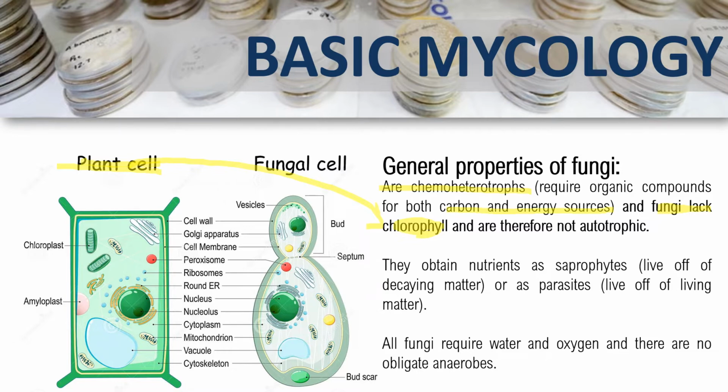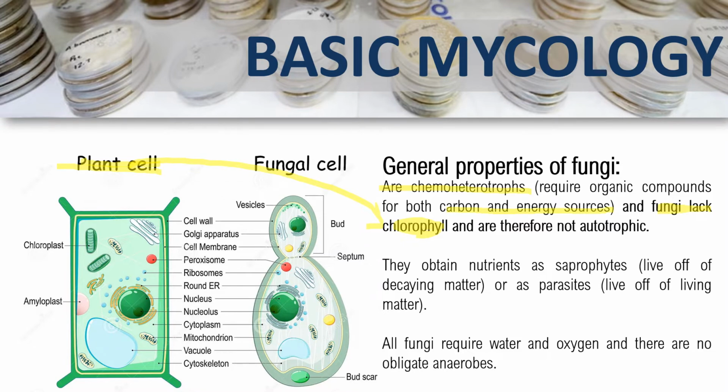Additionally, class, they obtain nutrients as saprophytes, meaning they live off of decaying matter, and or as parasites, living off of living matter. Pag sinabi mo saprophytes, because fungi are saprophytic, ibig sabihin they are ubiquitous in nature. So if the environment provides good nutrients for them to grow, they can easily cultivate. For example, may bread, tapos the bread contains a lot of nutrients, and then the environment provides moisture, therefore the fungi can cultivate and grow.